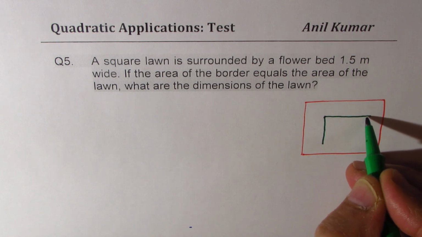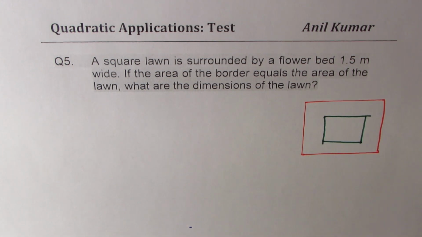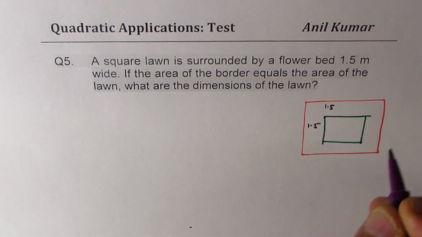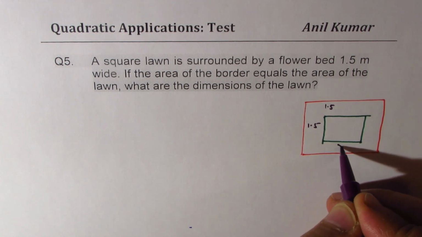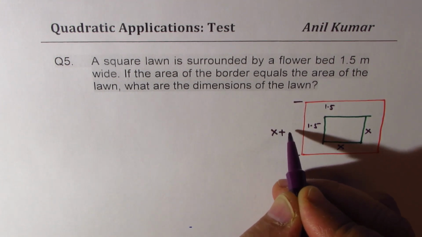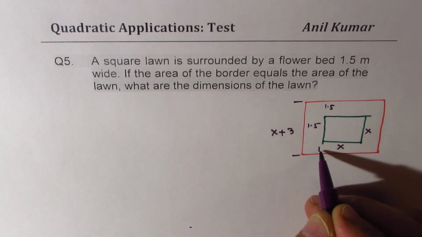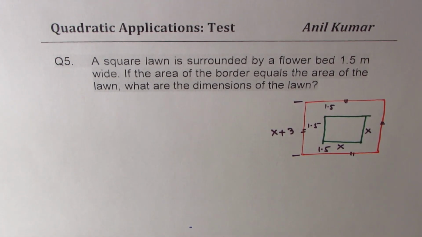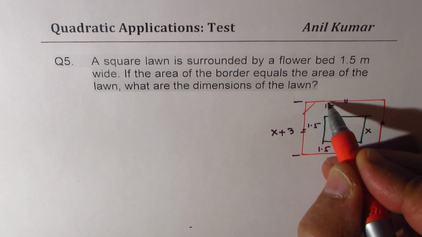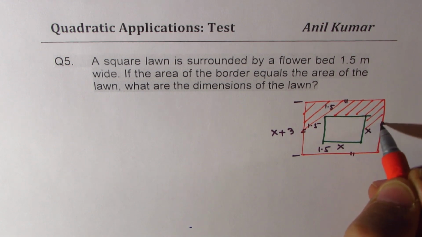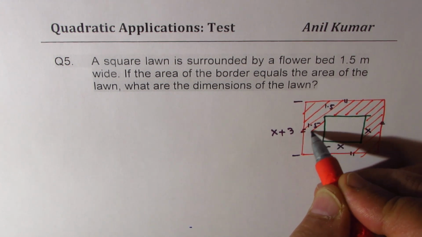So let's say that is the lawn for us. Okay. Now each side is 1.5. So if the lawn is, let us say, x by x, in that case the outer dimension is x plus 3 because 1.5 on each side, right? And all these sides are equal. So what we are given here is that the area of the flower bed, that is this area, is equal to the area of the inside lawn.